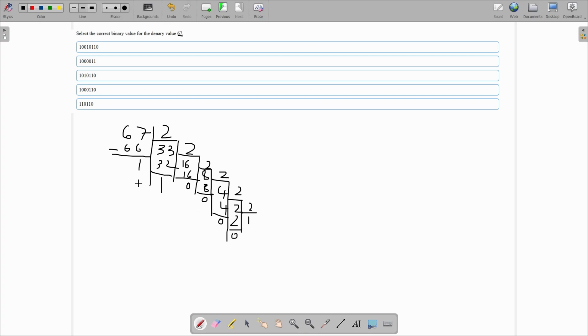Then what we do is, starting from this side, we start writing numbers from right to left. So 1, 1, 0, 0, 0, 0, 1, which gives us the same answer as before.